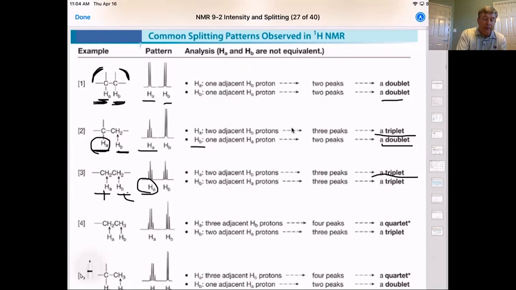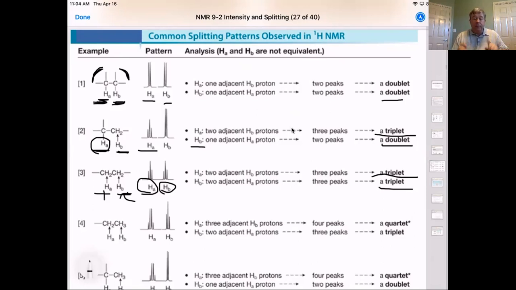So let's look at the hydrogens B here. We get 1 peak because they're equivalent, and we have 2 hydrogens next to it, therefore we're going to get 2 more peaks added to it, to a total of 3 peaks. So we're going to get a triplet right here. So that next one, we get a triplet. Okay. So notice that, again, we have 1 peak for the equivalent hydrogens on the same carbon, and then add 1 peak for each of the equivalent hydrogens on the adjacent carbon.